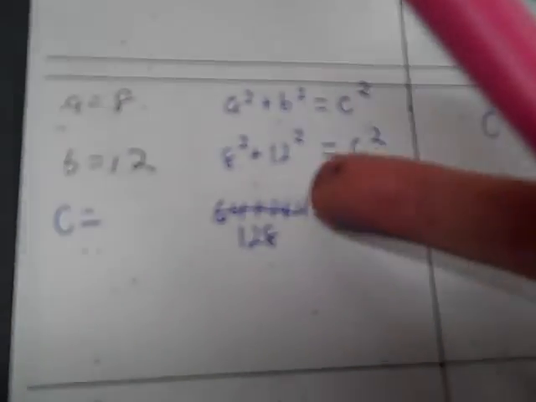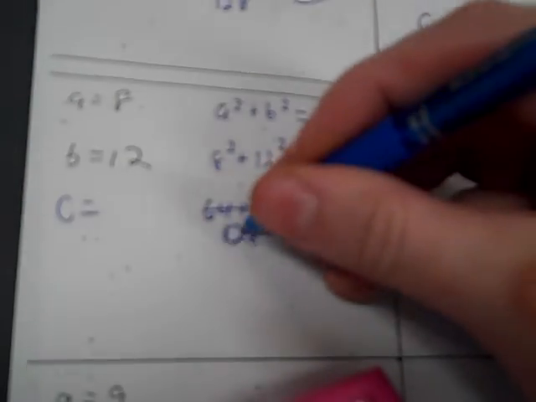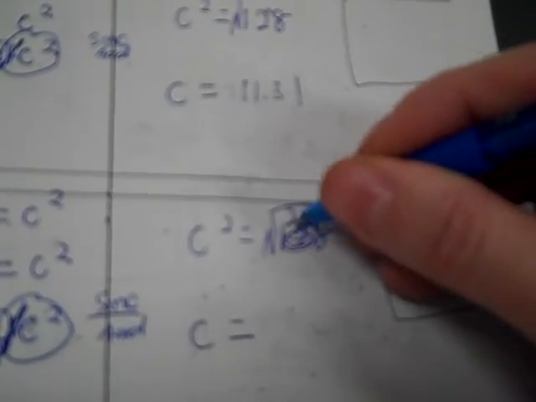Okay, and that tells me that C again, wait a second, I screwed that up. 64 plus 144 is 208, okay? Not 128, it's 208. So it's going to be 208. Sorry. So go second, the fourth key up. Remember, you got to hit second, then 208. That's 14.42. Okay, and there's my C value. That's how long the side C would be of the triangle.